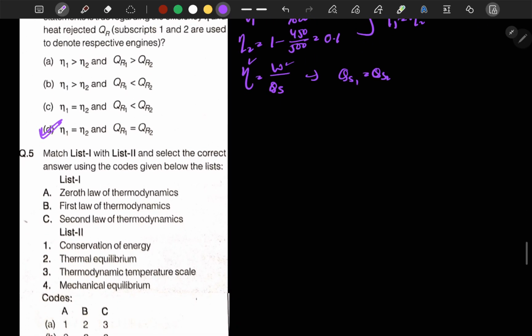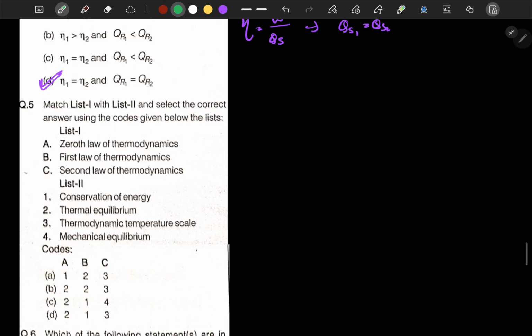Now we will be moving to question number 5. It is a match the list question. The zeroth law of thermodynamics is also called thermal equilibrium, the first law of thermodynamics is called conservation of energy, and the second law of thermodynamics is called thermodynamic temperature scale. So 2, 1, 3 is the correct option, D.